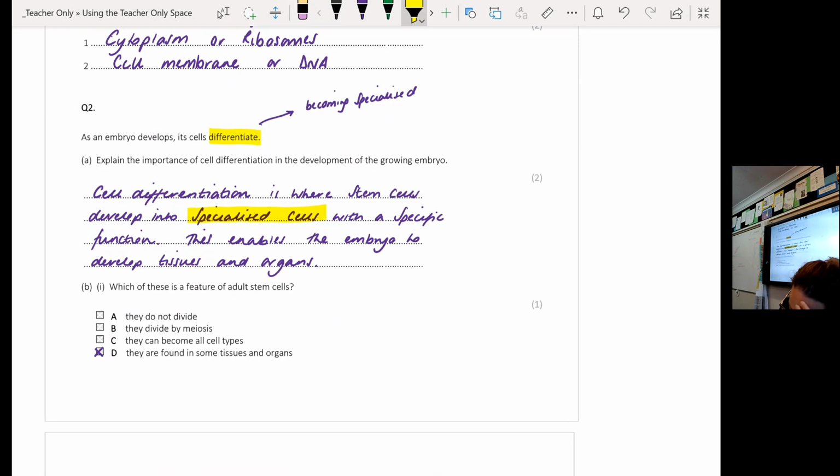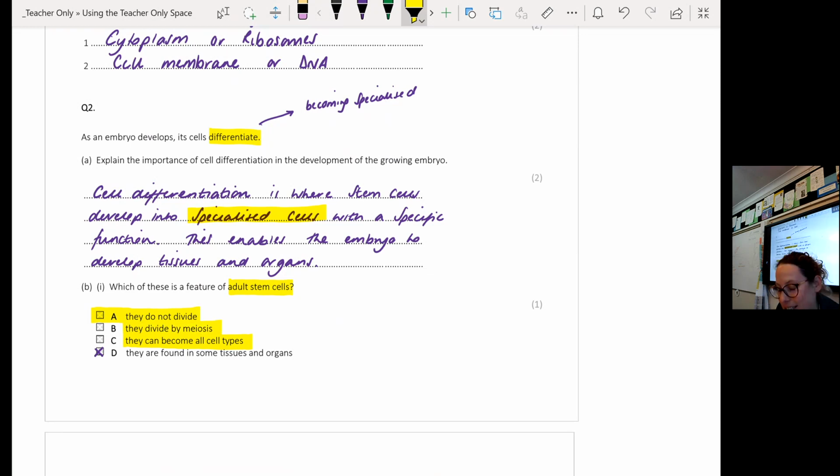So I'm going to put a line through this. Please don't do this in your exam. I'm going to highlight it. That's wrong. I know that C is wrong because I'm talking about adult stem cells. C is wrong because I know they can't become all cell types. They don't divide by meiosis.